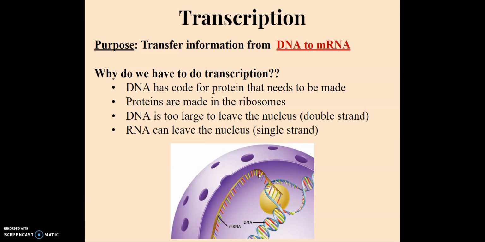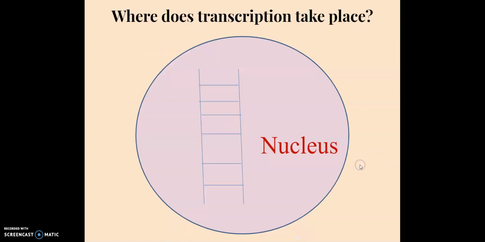Why do we have to do it? DNA has the code for the protein that needs to be made. Proteins are made at the ribosomes. DNA can't get to the ribosomes because it's too large to leave the nucleus because it's double-stranded, but RNA can leave the nucleus since it is a single strand. And so it has to be transcribed into that RNA molecule to physically leave the nucleus.